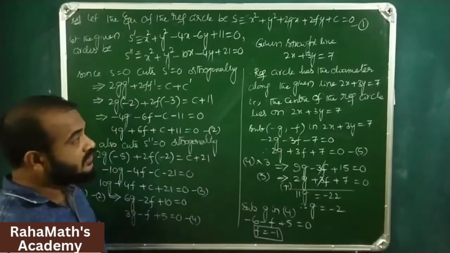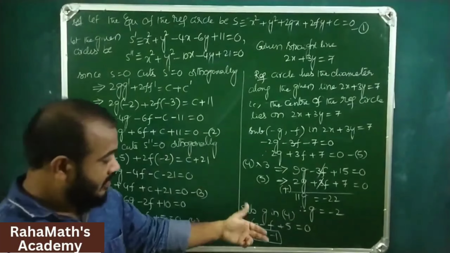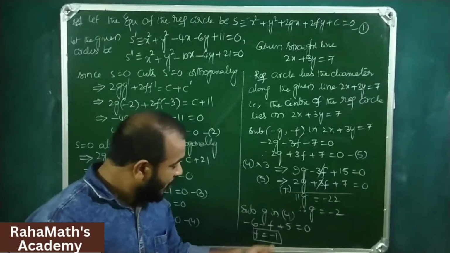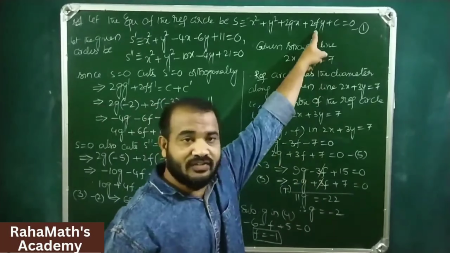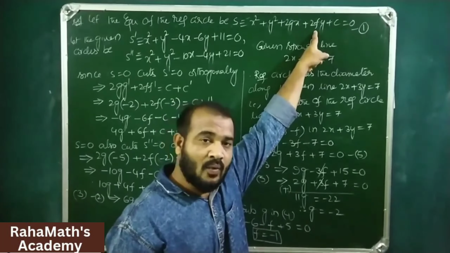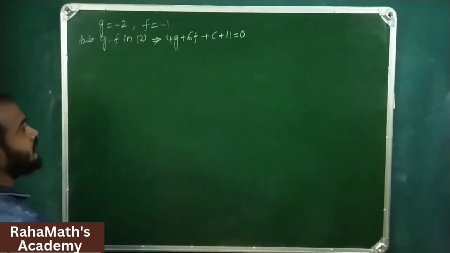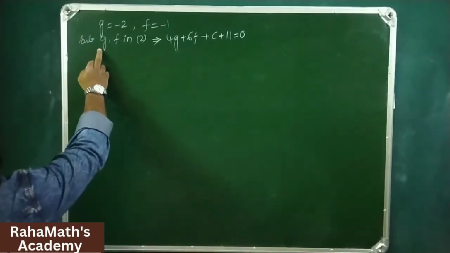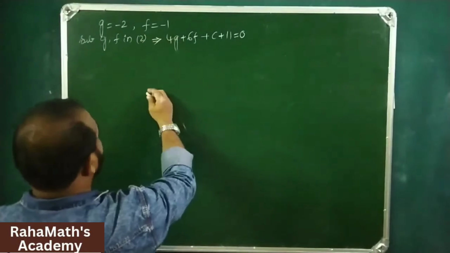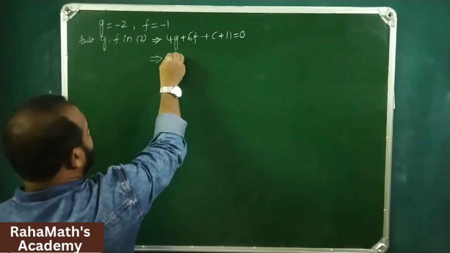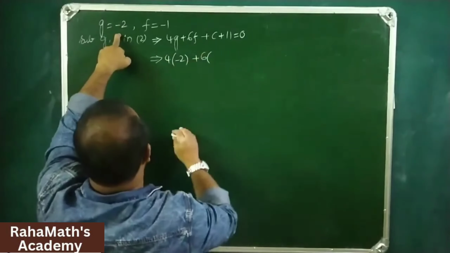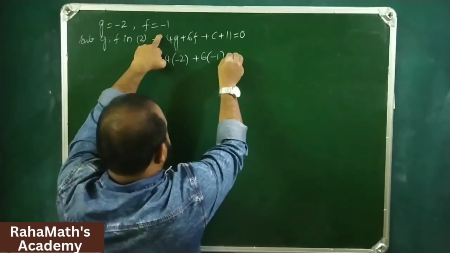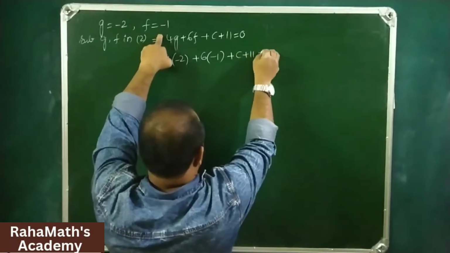Still the c value is what we require. If we get the c value also, then g, f, c, if we substitute back in the first equation, we will get the required equation of the circle. Substituting g comma f in the second equation, we will get 4 into the g value, which is minus 2, plus 6 into the value of f, which is minus 1, plus c plus 11 equals 0.